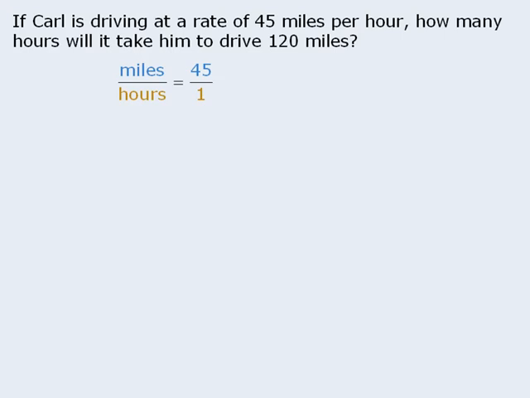Now we want to determine the number of hours it will take to drive 120 miles. So let's replace the number of miles driven with 120, and since we do not yet know the number of hours, let's let t represent the number of hours. Now this ratio, we are told, is equal to 45 to 1. At this point, we have an equation we can solve for t.